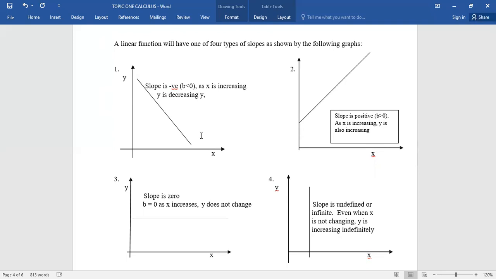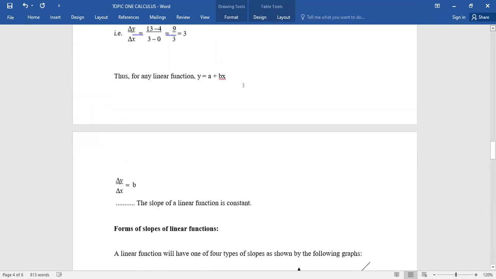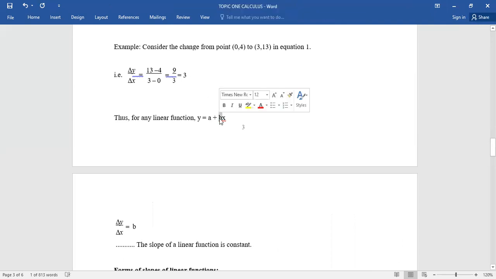So linear equations are normally written in this form: y is equal to a plus bx. Now we say b here is the slope. Are we together? And our a is the y-intercept. Are we there?